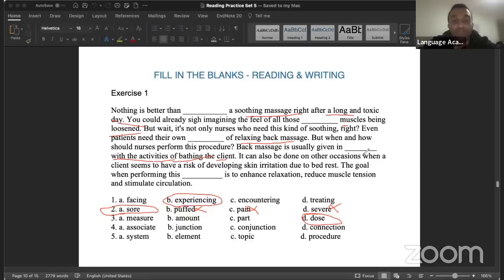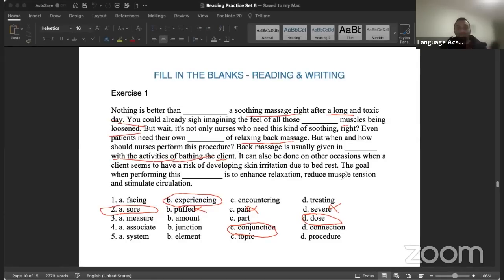Now you have to look out for the other word. Connection with, we normally don't use that. We say connection to this. With connect we normally use the preposition to. The right answer here will be in conjunction with. In conjunction with is a collocation used with this word. In conjunction means together, something like along with. So what he wants to say is that back massage is usually given in conjunction with, together with, the activities of bathing the client.